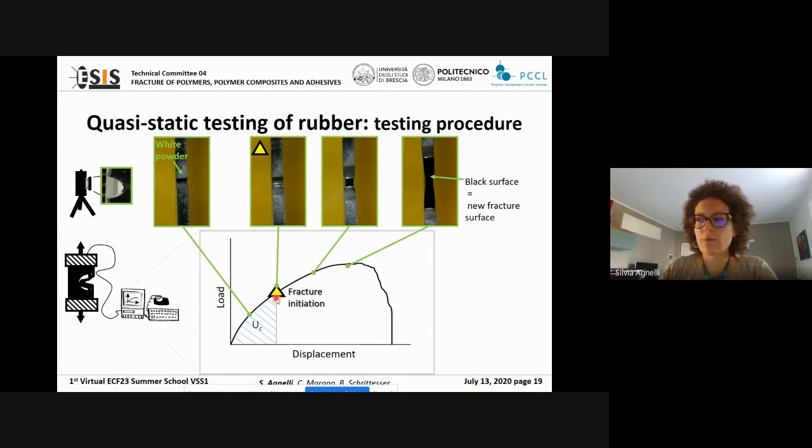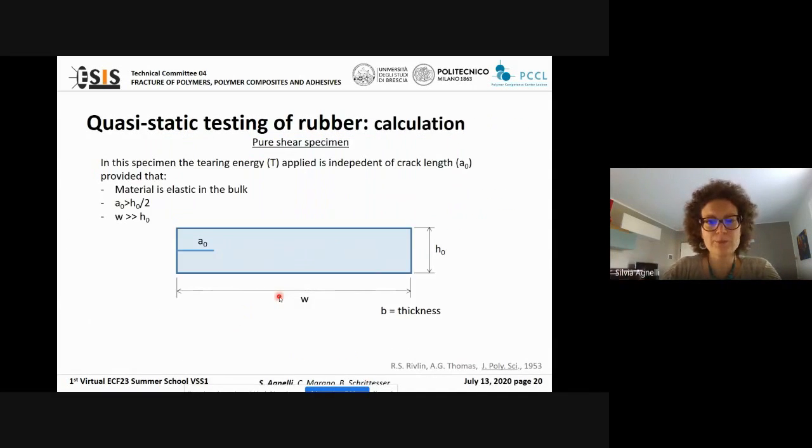How? Usually in rubber we use optical methods. You look at the notch tip from the frontal view, as in these pictures, or from the lateral view. In this case, these are pictures that I shot in my laboratory. We cover the sample with a white powder to contrast with the black rubber. When you start seeing a small black line, it means that the new fracture surface is being formed, and you can identify in this way the fracture initiation point. At this point, we will evaluate the critical parameters.